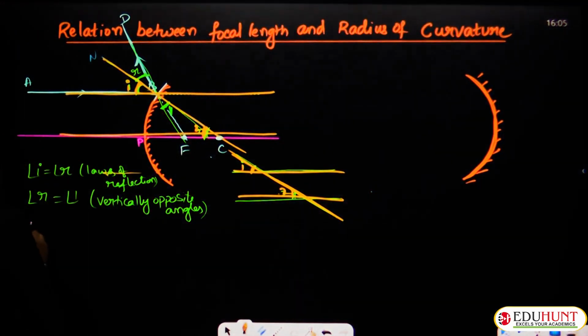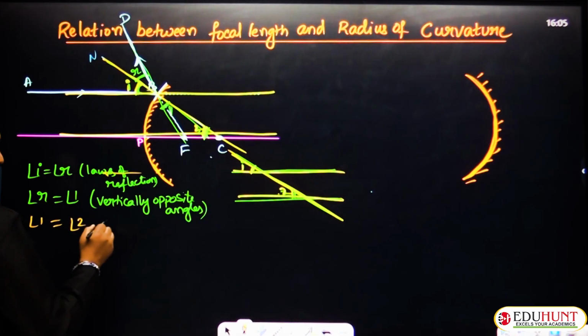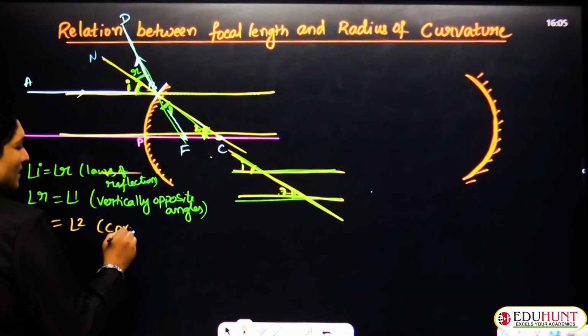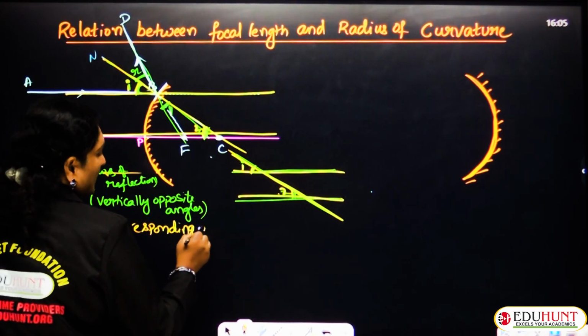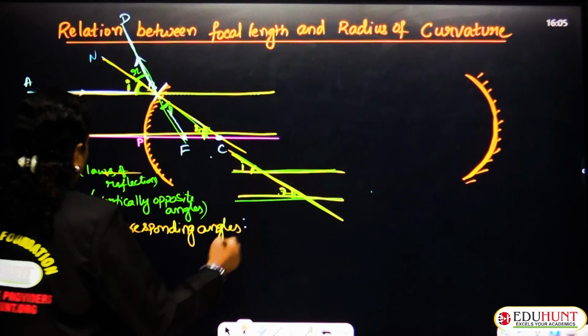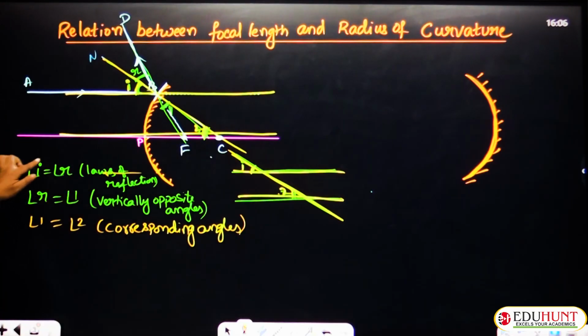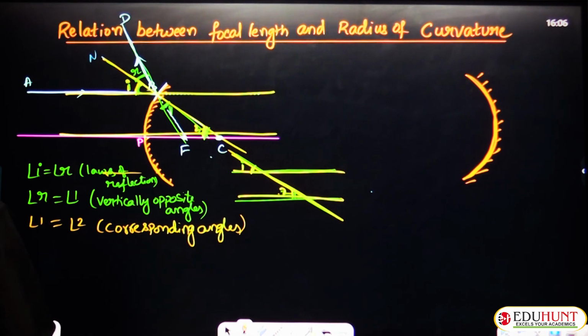The reason behind this is that angle 1 is equal to angle 2 because they both are corresponding angles. So i is equal to r, r is equal to 1, and 1 is equal to 2. So from this we can conclude that since r is equal to 1 and 1 is equal to 2, we have i is equal to 1 is equal to 2.